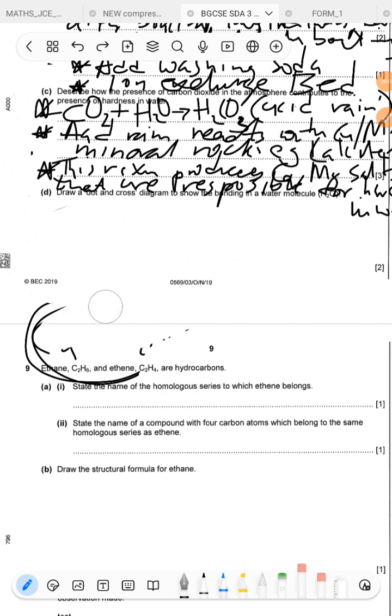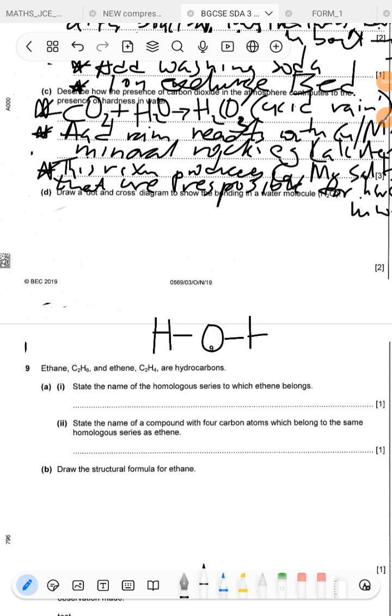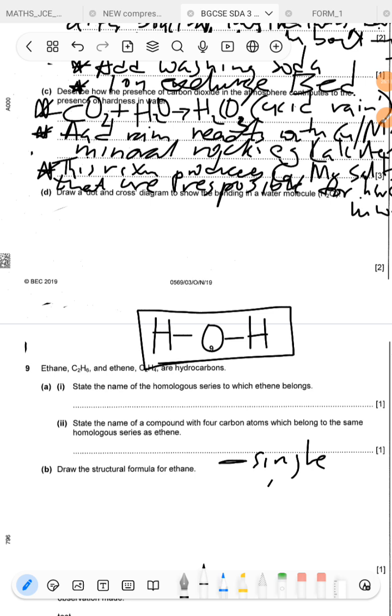Okay, next question says draw a dot and cross diagram to show the bonding in a water molecule. So remember the stick diagram for that is this. This can always help you whenever you're dealing with covalent compounds. Just draw the stick diagram. Whenever you have a single dash, that means a single bond. Single bond means a single pair of electrons. So one atom brings one electron, and the other one brings another electron.